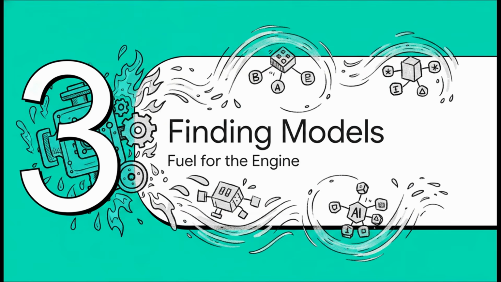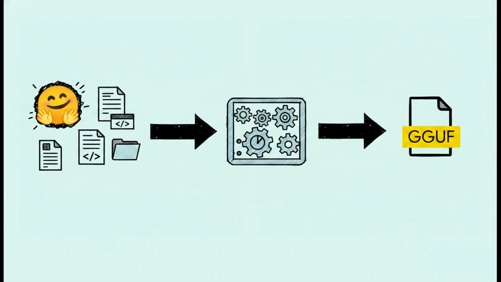Okay, this is a really important point, so listen up. Llama.cpp doesn't use the standard model formats you typically find on, say, Hugging Face. It needs models to be in a very specific, highly optimized format called GGUF. So what's the deal with GGUF?